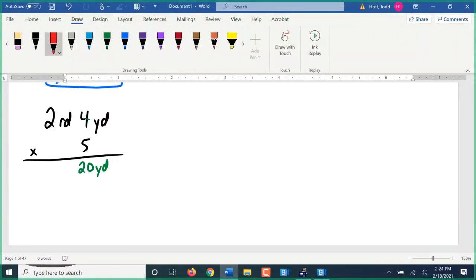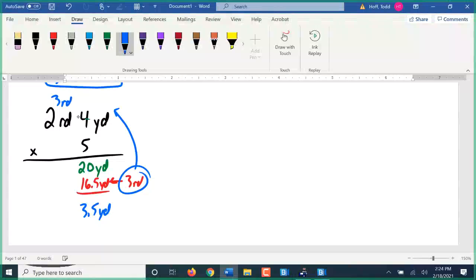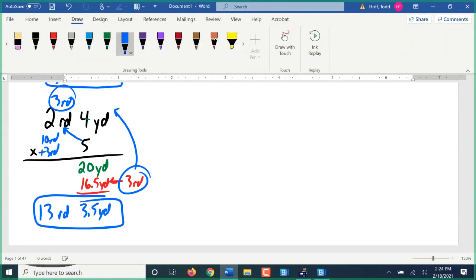We tried 4 rods. 4 times 5.5 would be 22. Well, we don't have that many, so we're back down to 3. 3 rods was 16.5 yards. We'll subtract. 20 minus 16.5 is 3.5 yards, and we'll carry those 3 rods. Now we got 5 times 2 rods is 10 rods, plus the 3 we carried. 13 rods, 3.5 yards.